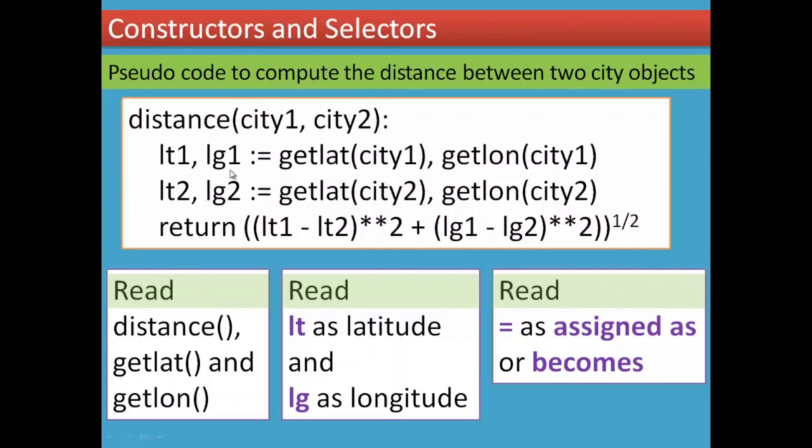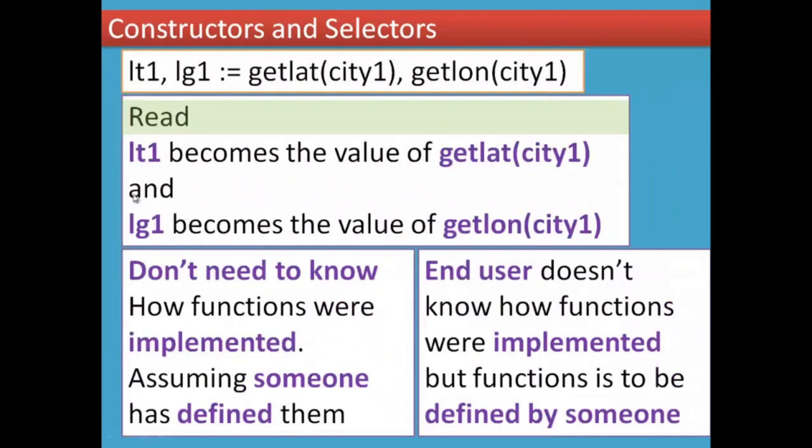So here LG1, LT1, LT2, LG2 all are function parameters. So LT1 comma LG1 equal to get latitude of city 1, get longitude of city 1. So we are getting the latitude and longitude of the city 1. So LT becomes the value of the get latitude of city 1. So here we collect the information, that is the values of latitude and longitude.